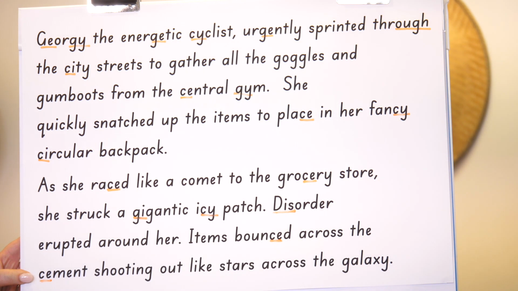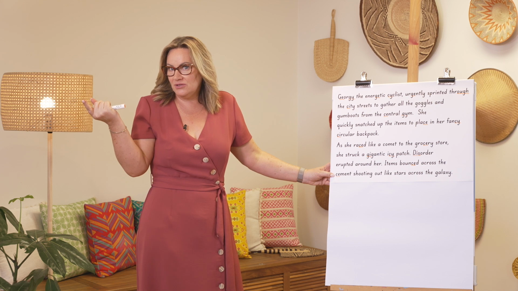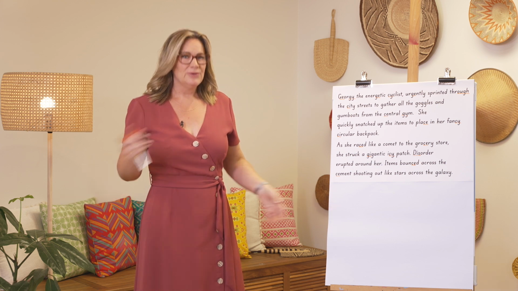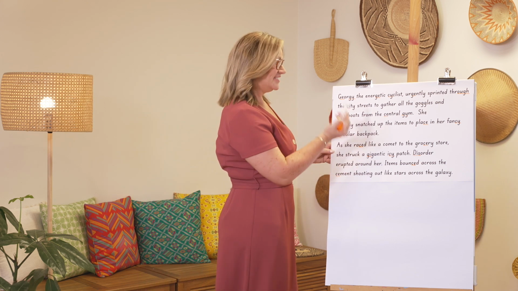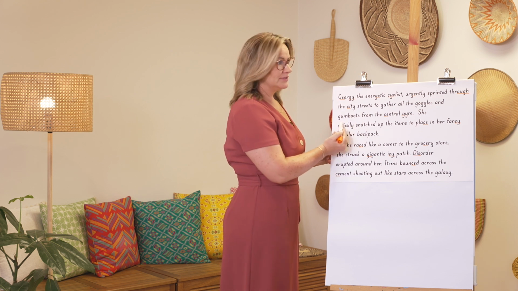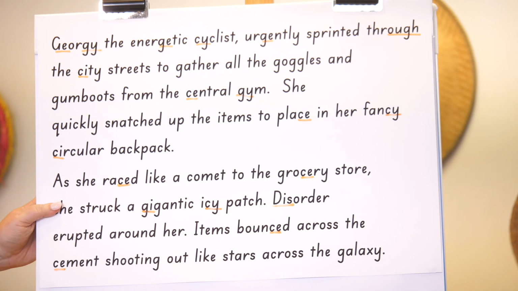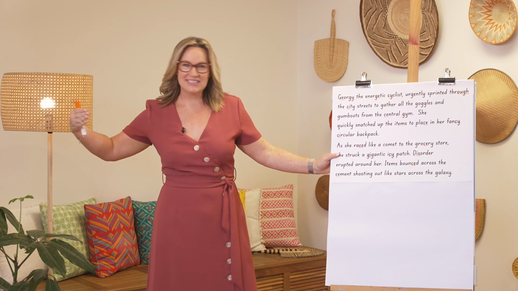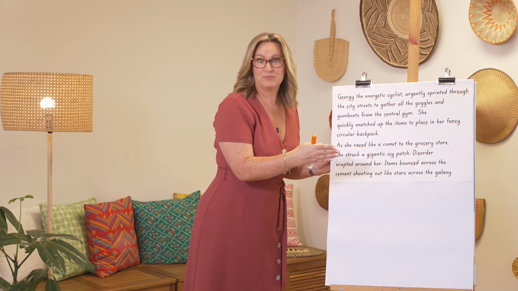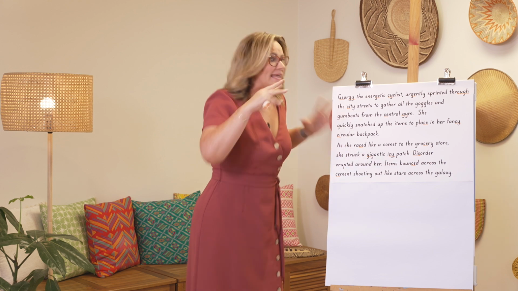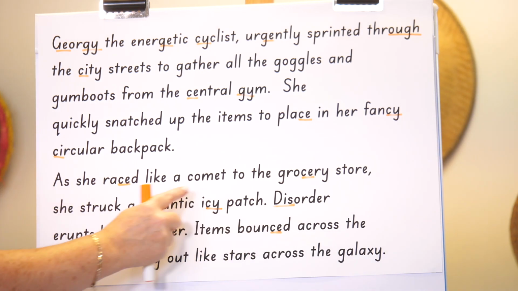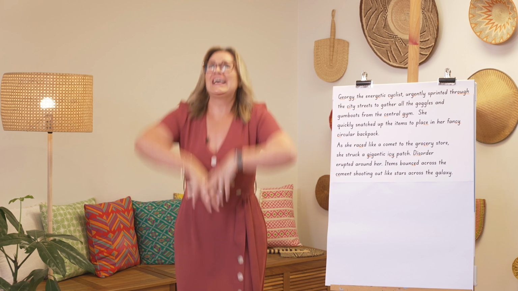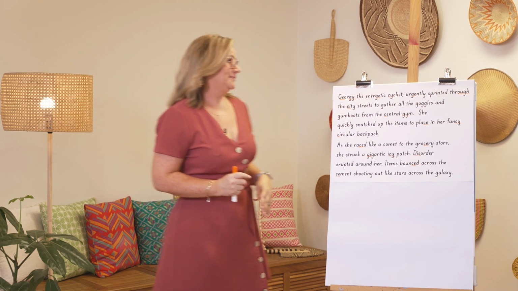How's that looking in your mind? Is Georgie wearing a helmet? What colour's her helmet? Can you imagine all those items bouncing all over that cement? What kind of items are they going to be? It tells us they're going to be gumboots and goggles. Can you picture that? Okay. Icy patch. Can you imagine that cyclist? Her bike is going flat out because she's travelling urgently. Okay, it's hit it. Things go everywhere. Disorder erupted. It's not like a few things fell out and it was okay. No, it was chaotic. Disorder erupted.